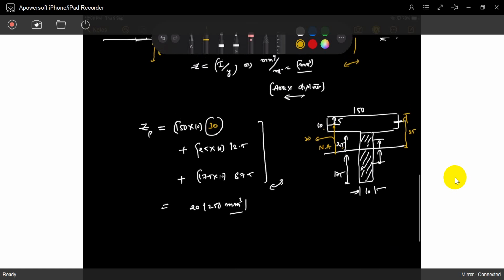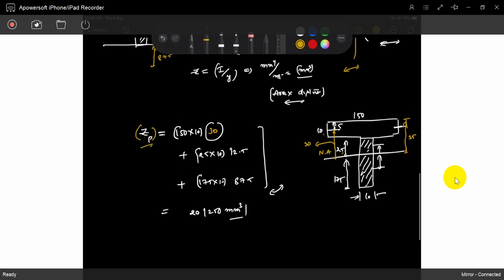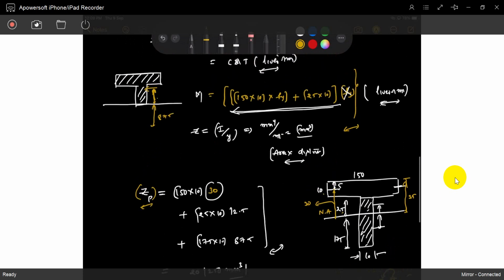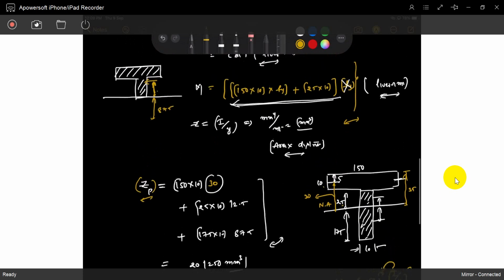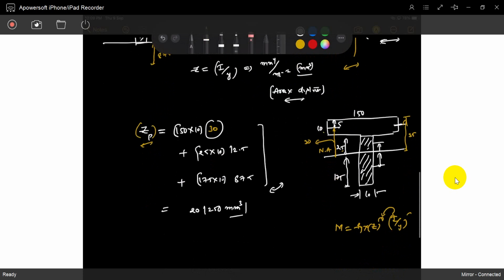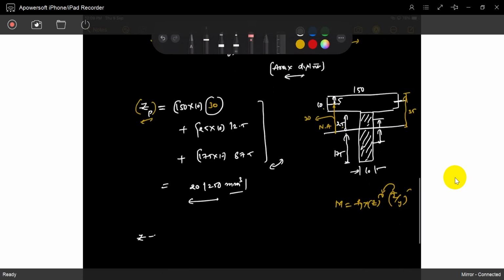But in reality, the meaning of Zp is what we discussed in yesterday's class. In the previous case also, you have f equal to M into Z. What is Z, sir? Z is I by Y. This is just a normal process. But in reality, the compressive force and tensile force maintain a lever arm, like this. Understood? So you got the Zp. So what is Z? Section modulus.